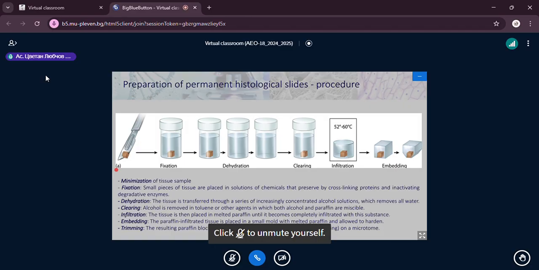So then we have the fixation process. I told you fixation is very important because this one kills the cells. This means it stops all the metabolic stuff which happens inside the cells, but they remain as close as possible to the original one, to the intact one. And after that, after you fix the tissue, what do you do?